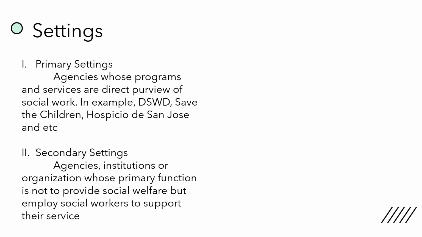Social work is practiced either in a primary or secondary setting. Primary settings are agencies whose programs and services are under the direct purview of social work. Secondary settings are agencies, institutions, or organizations whose primary function is not to provide social welfare but which employ social workers to support their services. There are different settings where a social worker can work.